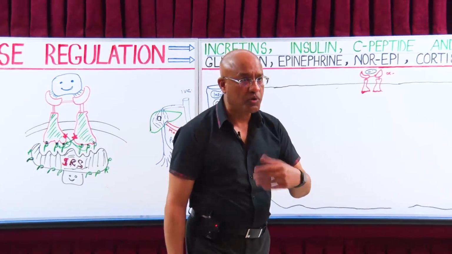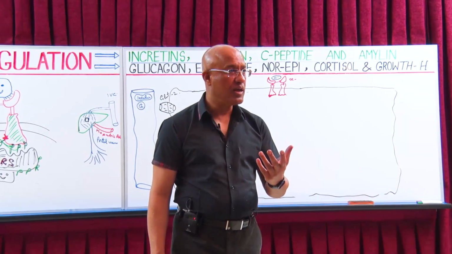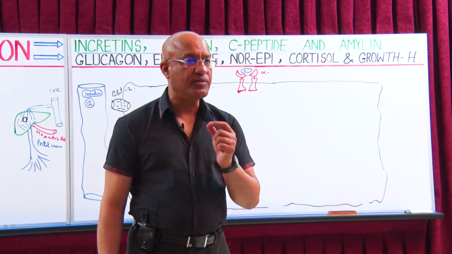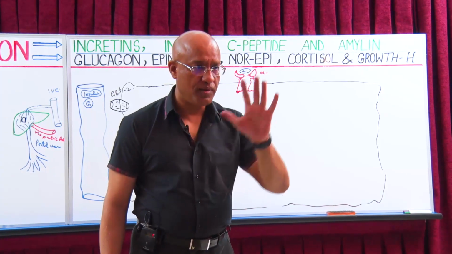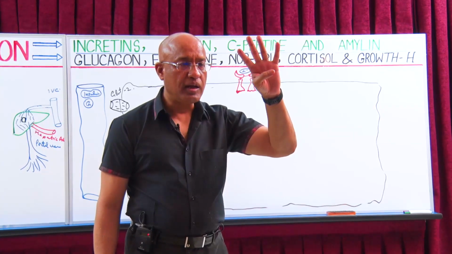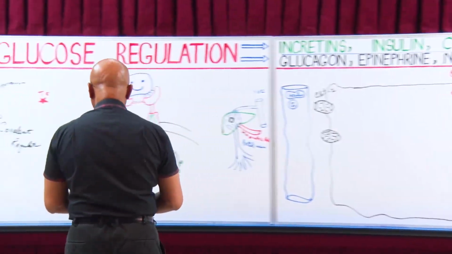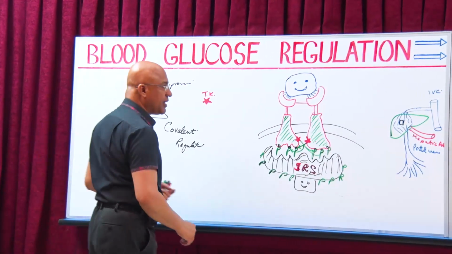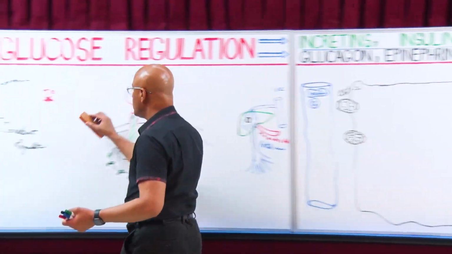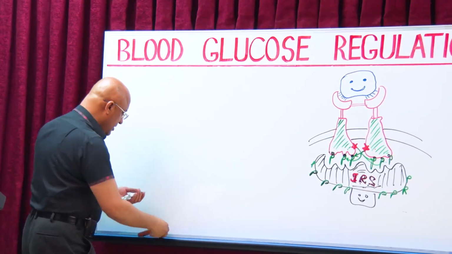Now, GLUT2 are not insulin dependent. Some glucose transporters are insulin dependent, right? They are insulin sensitive. Now, which glucose transporters are insulin sensitive? That is GLUT4. GLUT4 is insulin sensitive. If insulin is there, GLUT4 will be present in the membrane. Classically, GLUT4 is present in muscles and in the adipocytes.